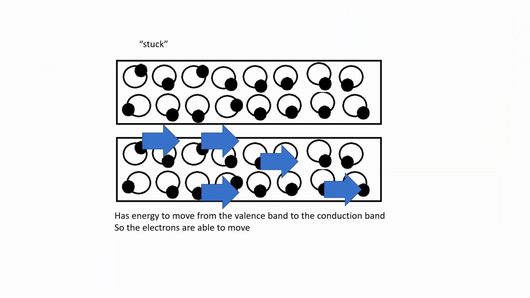If you look at the top diagram here, the electrons, the black circles, are stuck in the sense that they don't have the energy to escape from the nucleus. However, if you look at the bottom diagram, as you keep adding temperature, or in this case, for a light-dependent resistor, as you increase the number of photons, the photons transfer energy to the electrons. They have enough energy and move from the valence band to the conduction band. And in the conduction band, the electrons are able to move freely within the metal.